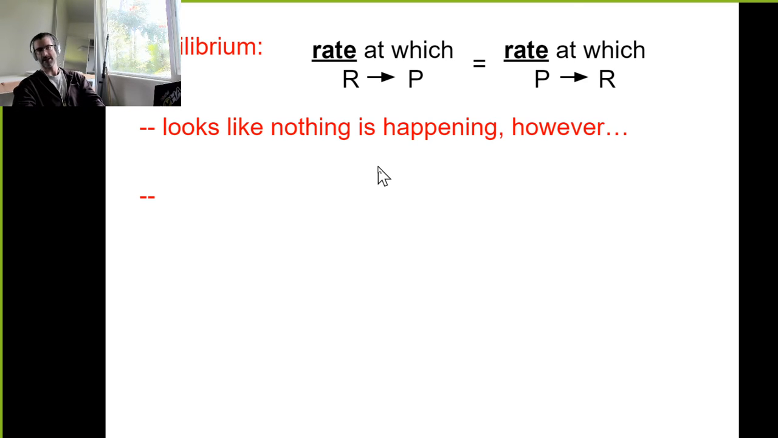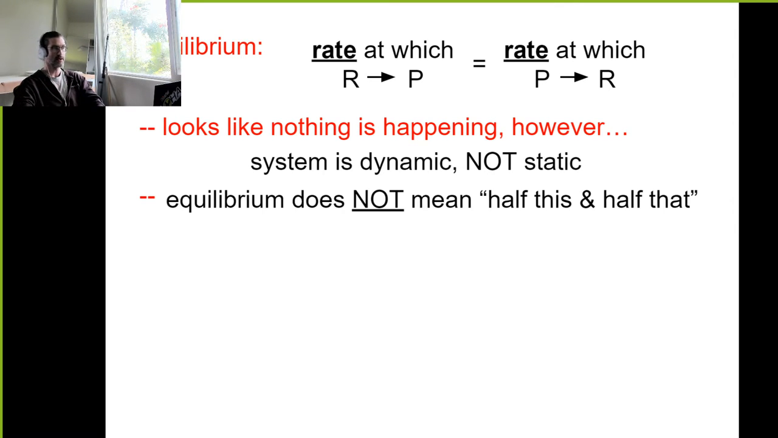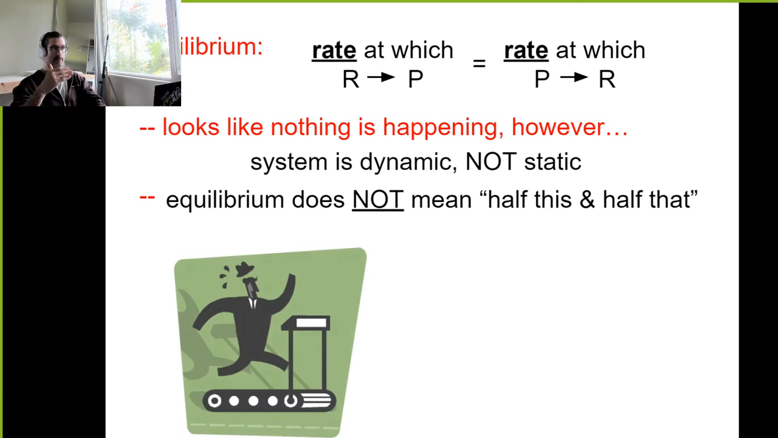It looks like nothing is happening, but that's not true. It's just that both things are happening at the same rate, so the one thing balances the other. It doesn't mean that we have half of one thing and half of the other thing. It means that both reactions are happening at the same rate, so the formation of the reactant in the back reaction is equal to product formation.